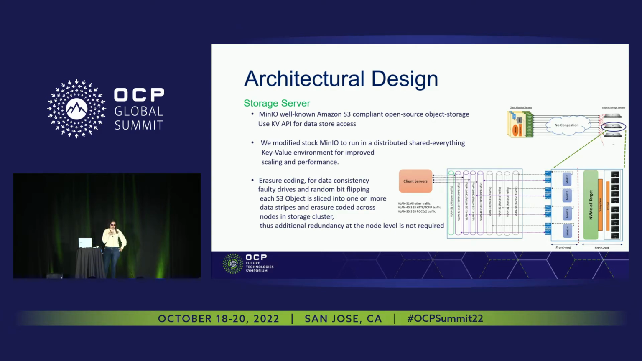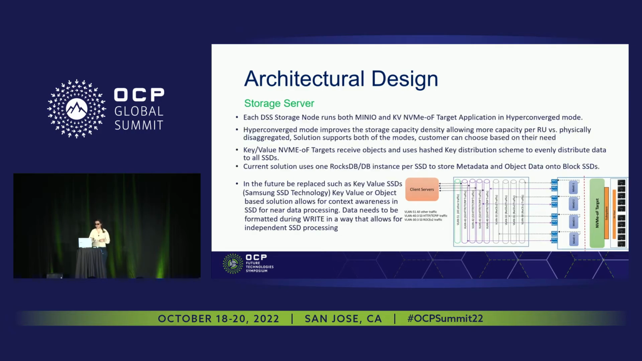We modified the stock MinIO so that it gives us a distributed, shared-everything design with improved performance and scaling. We are using erasure coding for data consistency, faulty drives, or random bit flipping. Each S3 object is sliced into one or more stripes, and then erasure coded across the nodes in the cluster, so that we don't need any extra redundancy at the node level.